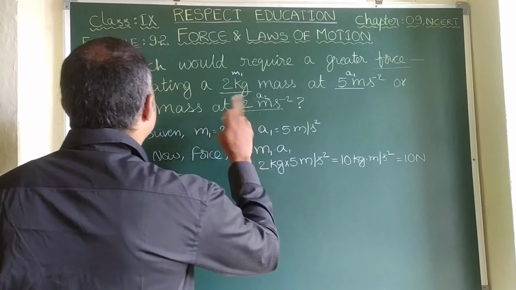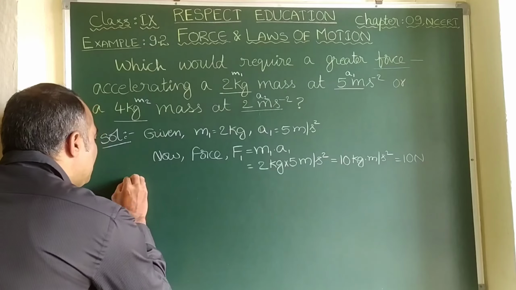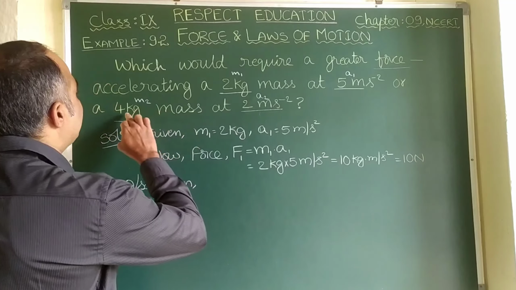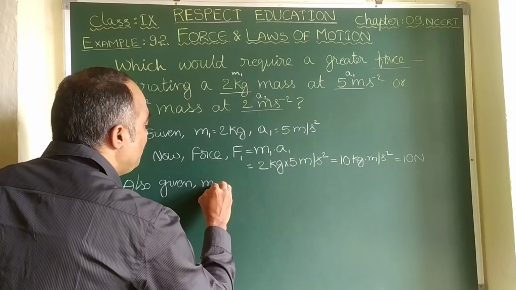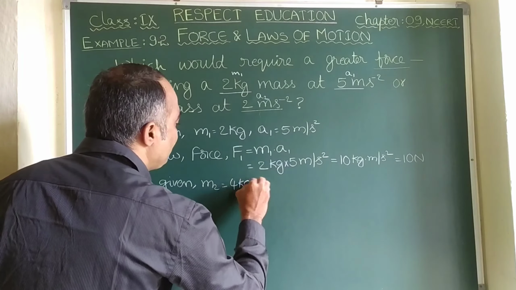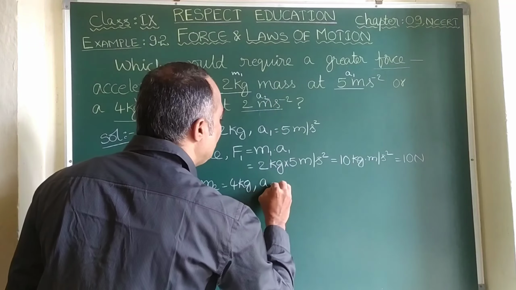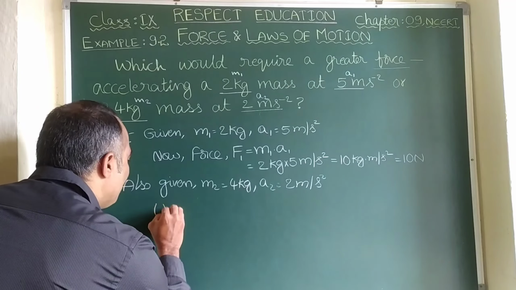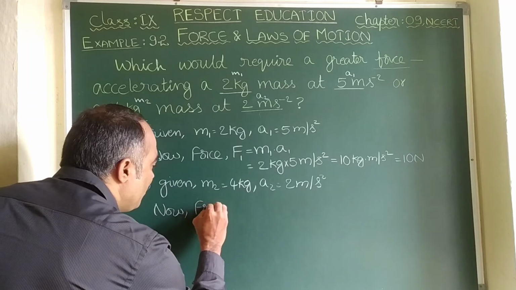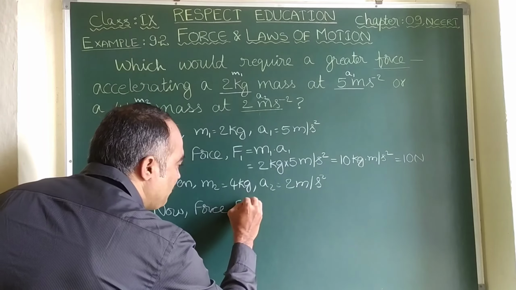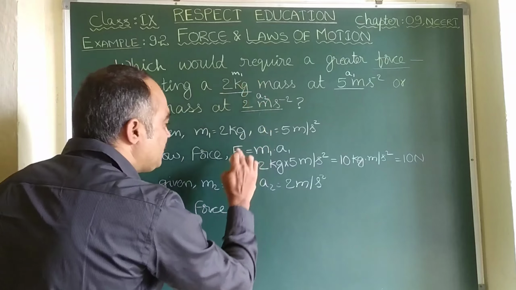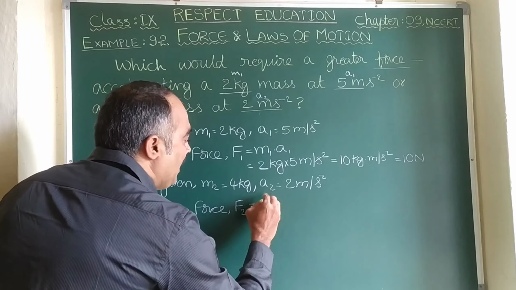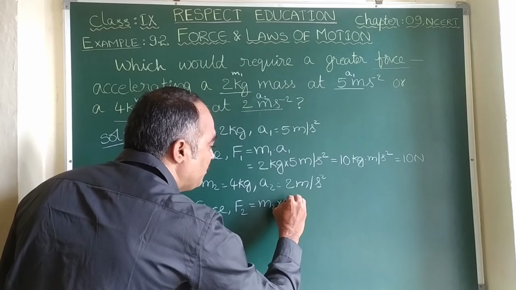Now let us enter the second case. So here we can write, also given, second mass, that is m2, is 4 kg and the acceleration, that is a2, is 2 meter per second square. Let us find the force now. Force is in fact denoted by capital F, but as there are two cases, the first case is taken as F1, so let us consider the second force as F2. F2 is m into a, means m2 into a2.